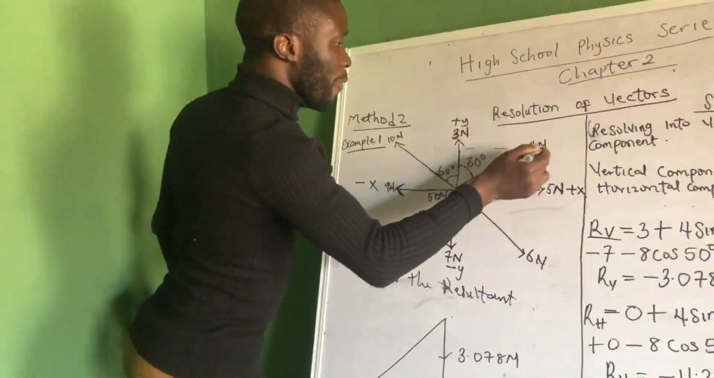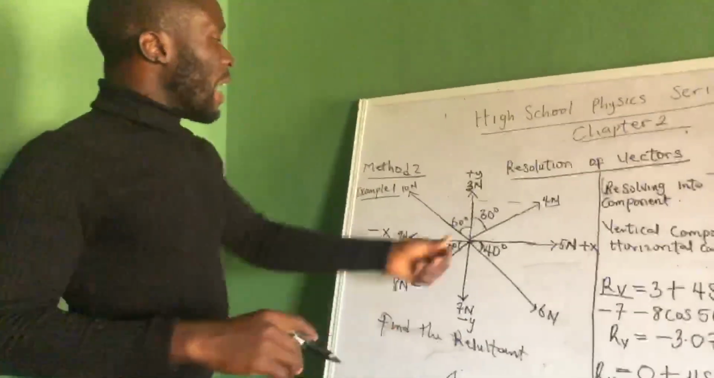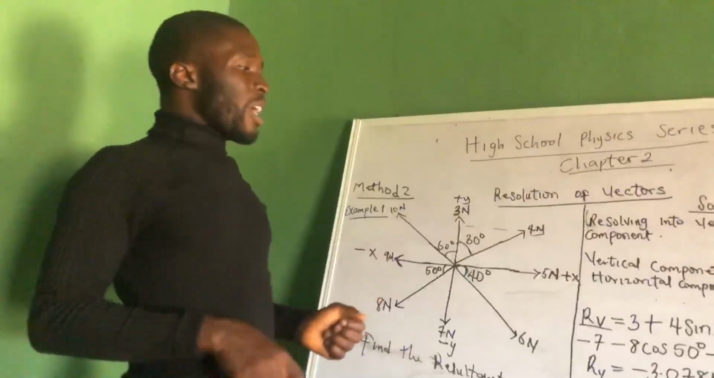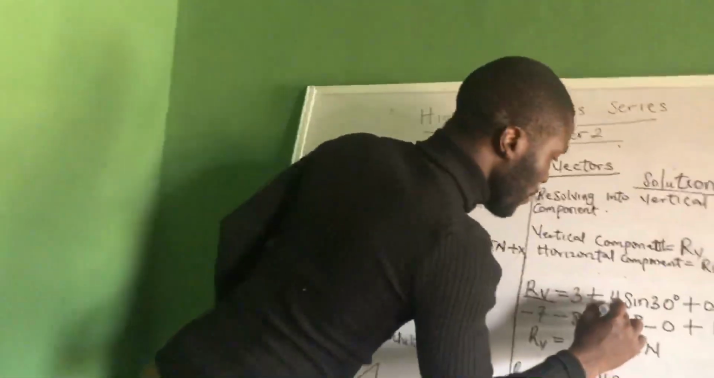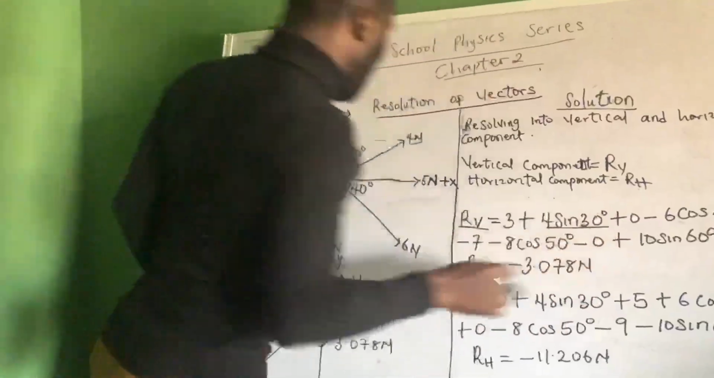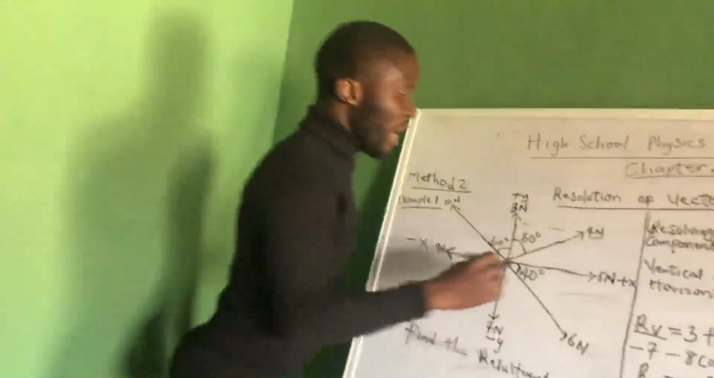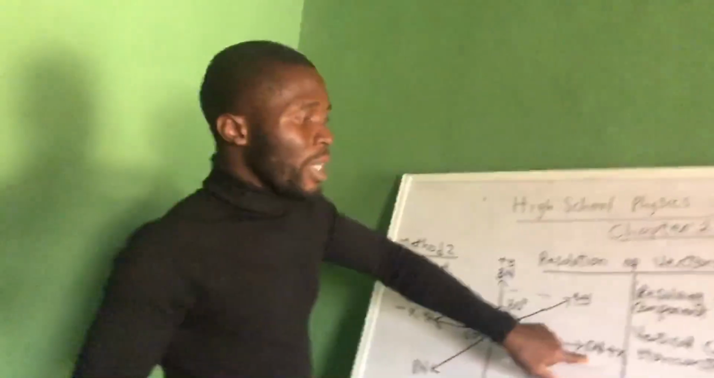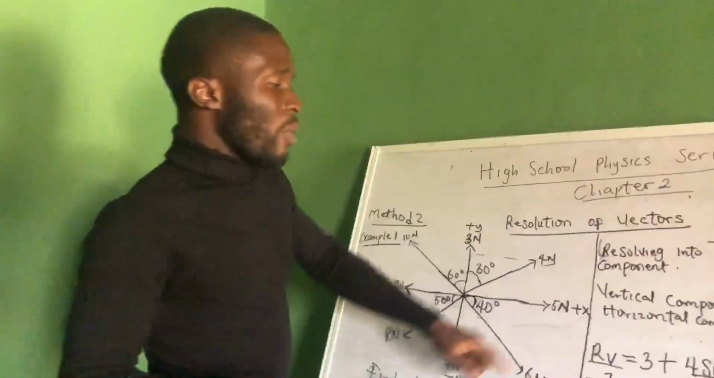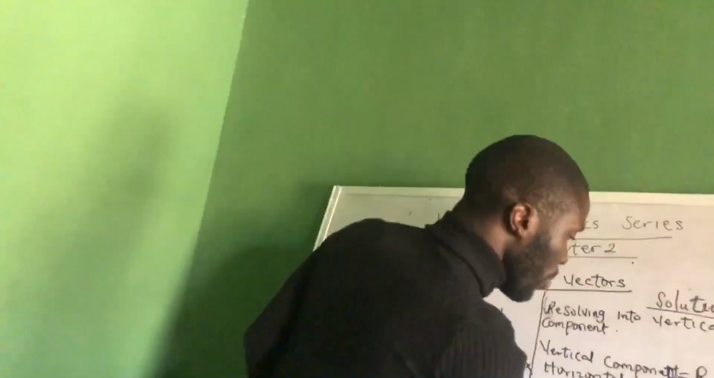So the next thing is 4. And our angle is still inclined to the vertical component. So that will be 4 sine 30, so that's plus 4 sine 30. Then after that, we have 5. But our 5 is on the horizontal component and we are resolving along the vertical component. Our 5 will be 0.